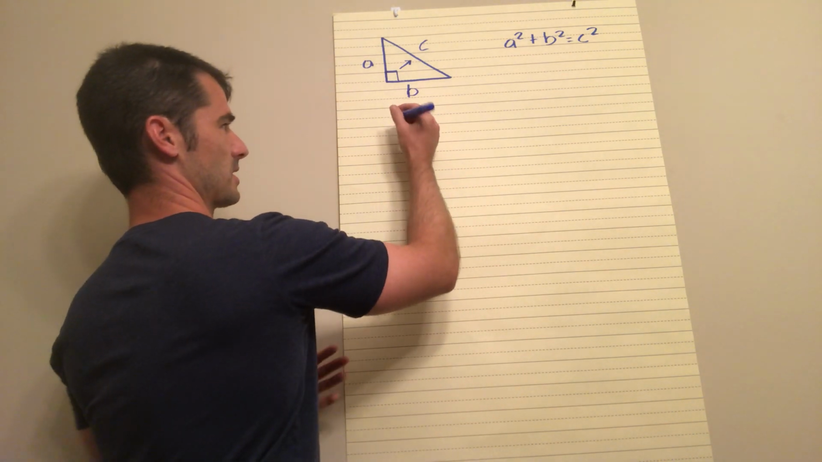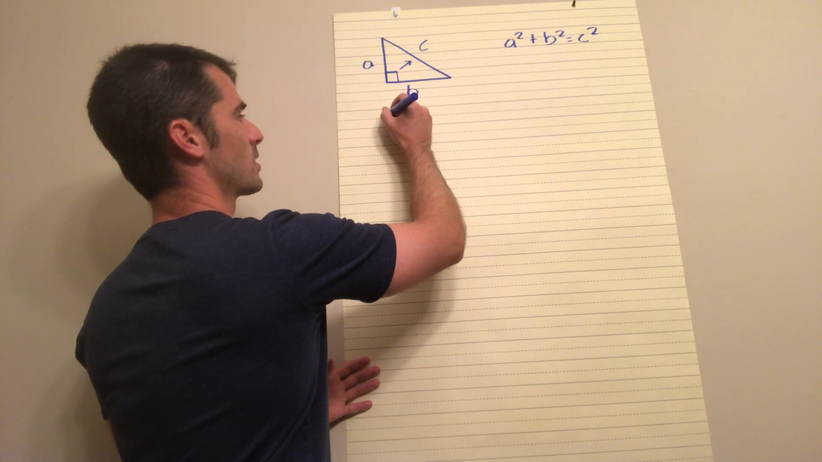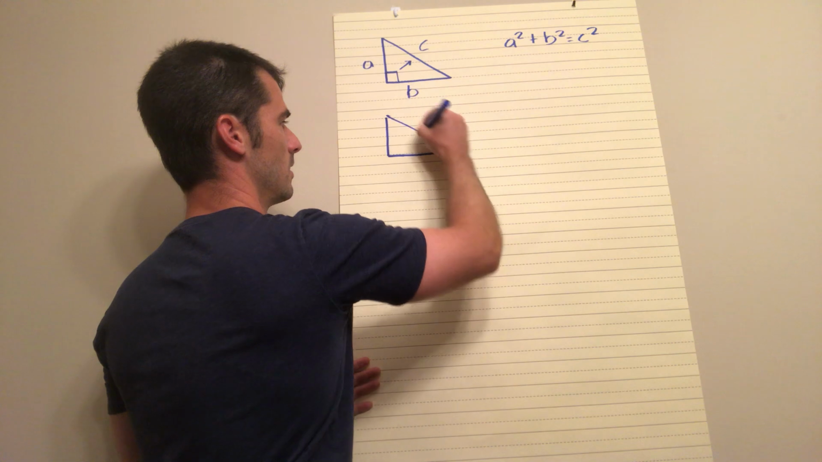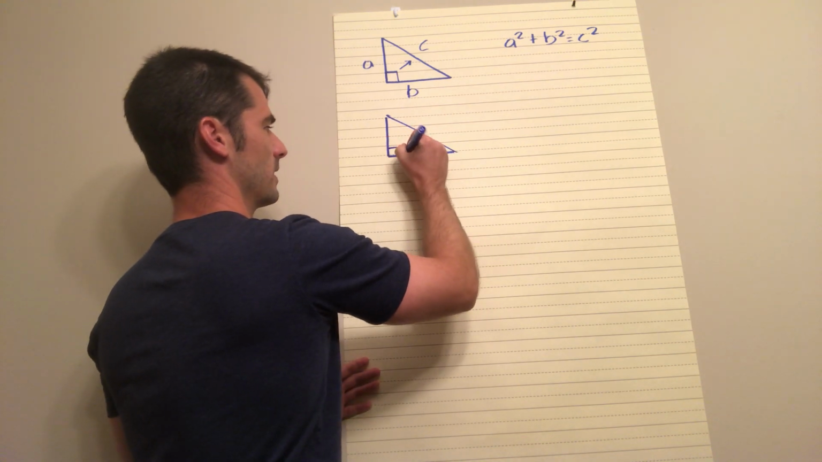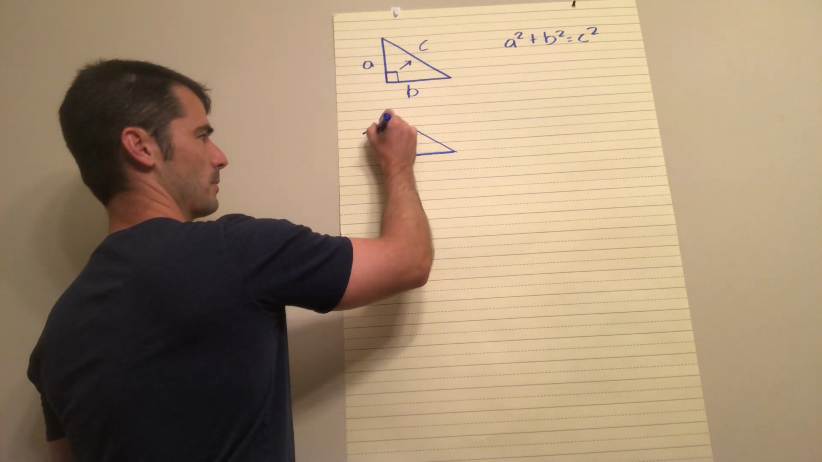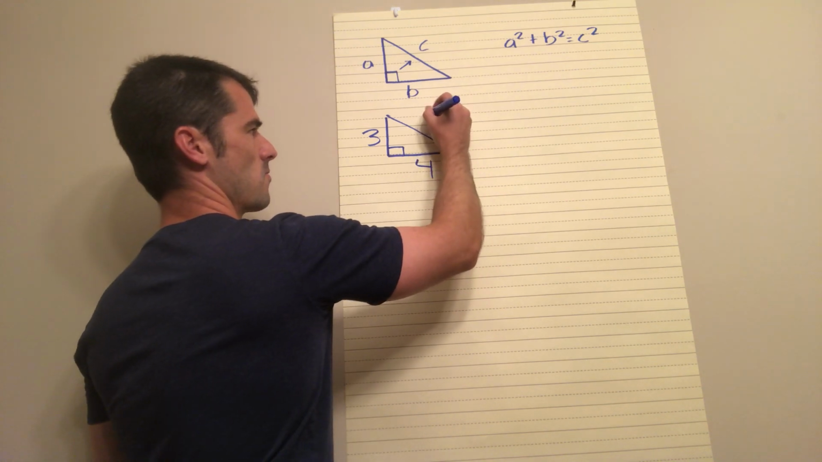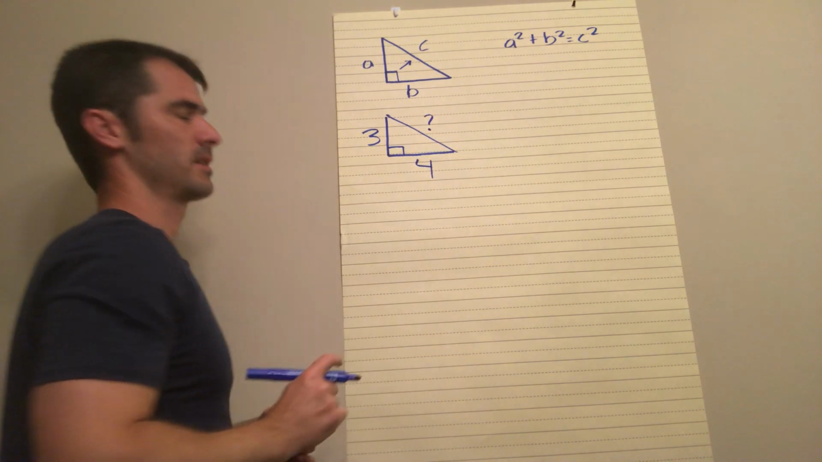So let's go ahead and do a problem. They're going to give me 2 out of 3 pieces of information, and we're going to solve it. So I'm going to use some real basic numbers. This is a very common Pythagorean Theorem question.